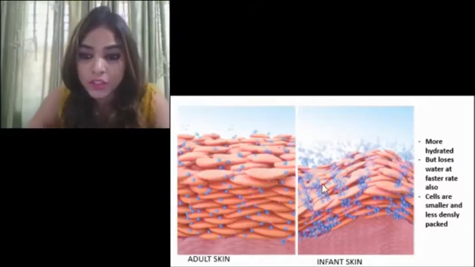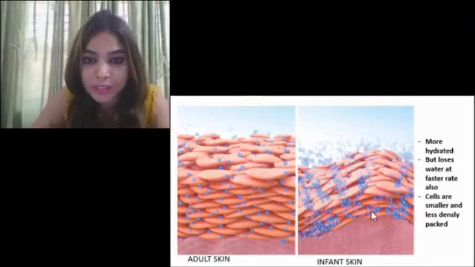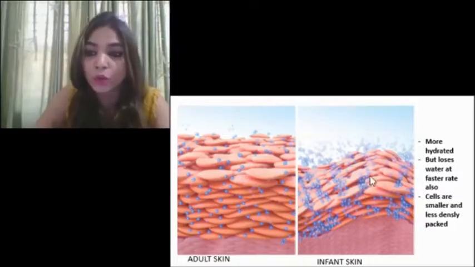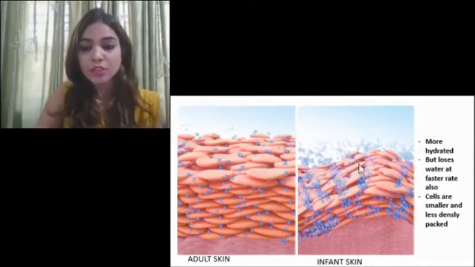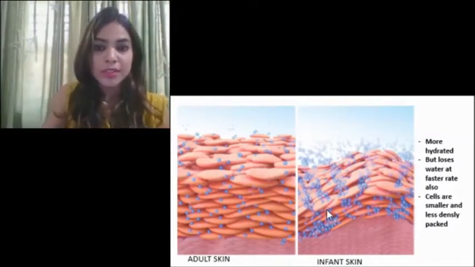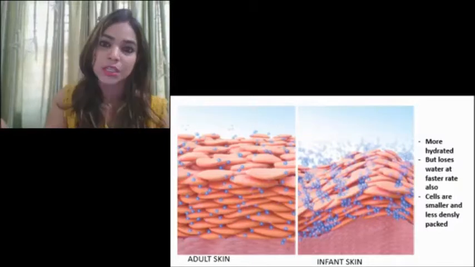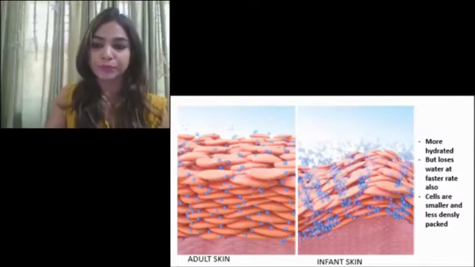So this is another picture which shows how the adult skin is. See, the cells are much bigger as compared to the infant skin, where the cells are so small and more compactly arranged. These blue cells are nothing but the water molecules. In the adult skin, the water molecules are very few. In the infant skin, the water molecules are a lot. You can see a lot of blue bubbles there. But remember, infant skin absorbs more moisture, but it also loses it very fast. So you have to make sure to rehydrate infant skin with the use of an occlusive moisturizer.